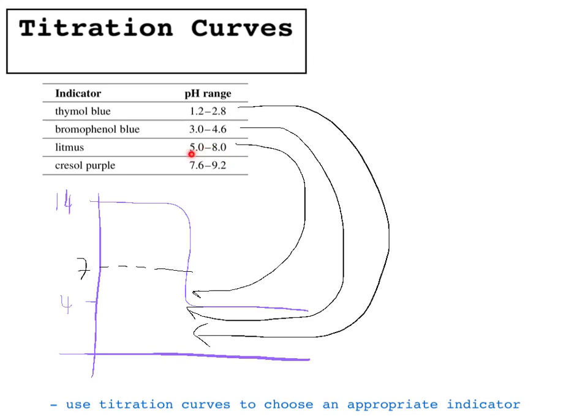And the last one changes between 7.6 and 9.2, and that one is around here. So I would say that the best one is going to be this one, because it's on the straight line quite clearly. It's not even close to a bit of the curvy bit of the line. So our indicator that we would choose would be cresol purple, and that would be our answer.